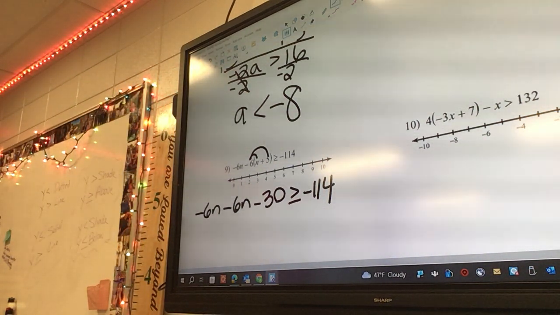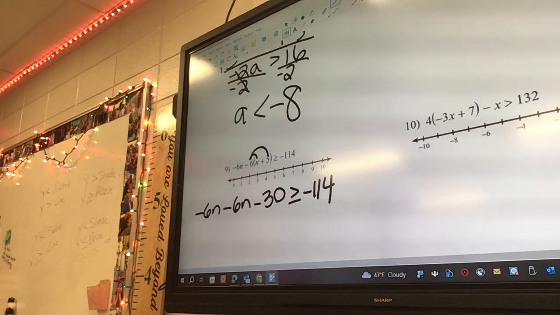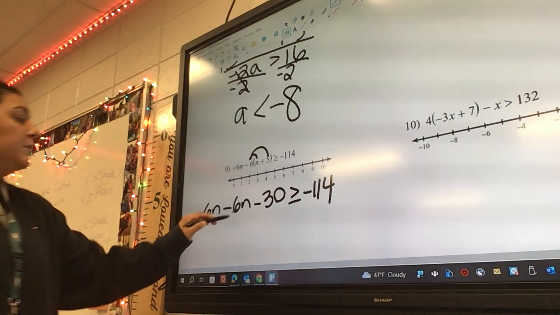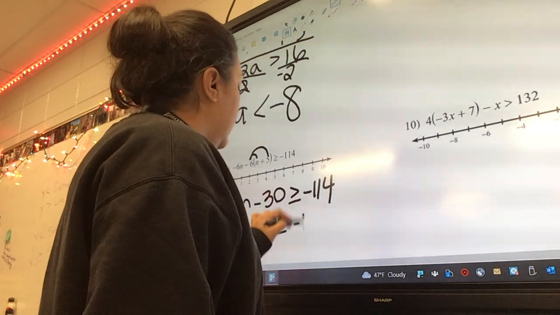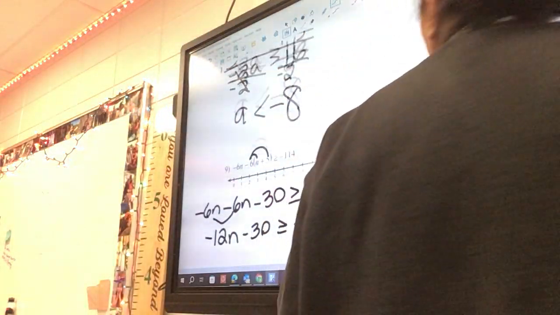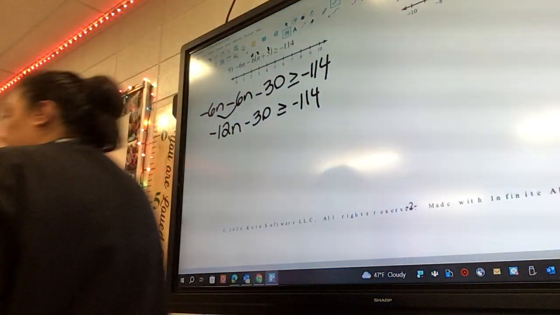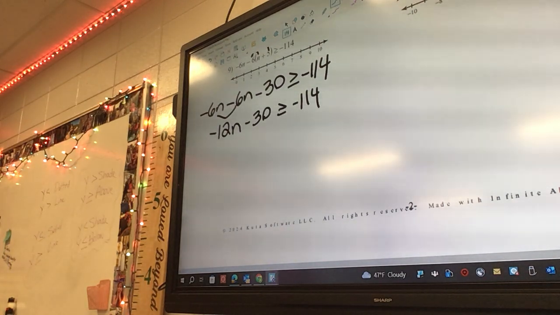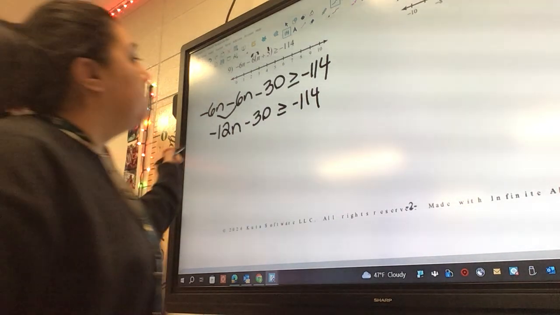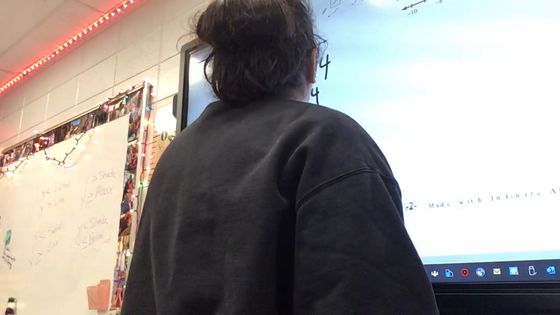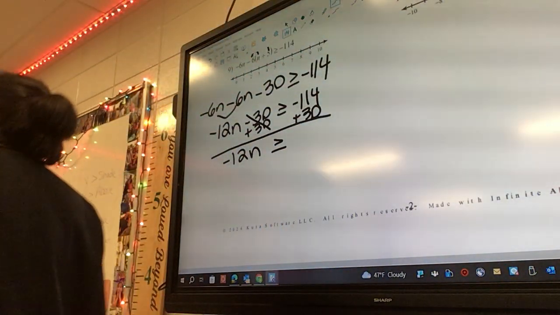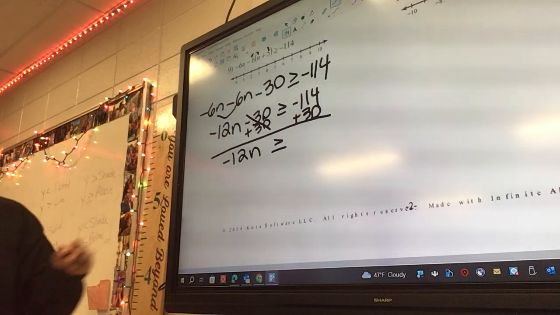And we're going to combine. Who can get combined? Negative 6n and negative 6n, so we're going to get a negative 12n minus 30 and a negative 114. Okay, then what? Add 30 to both sides. So I'm going to get negative 12n. What is negative 114 plus 30? Negative 84.